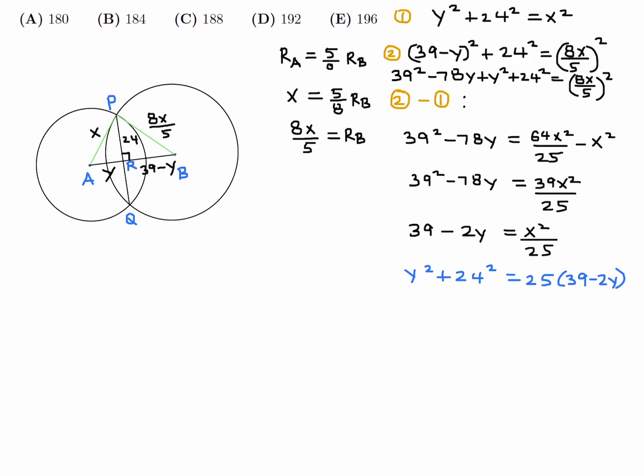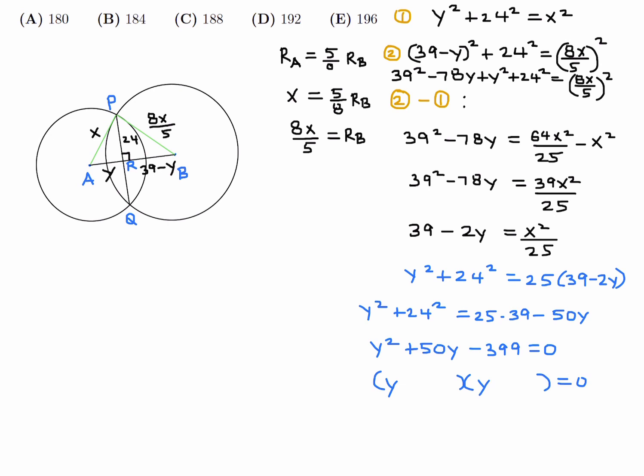When you expand this, you get y squared plus 24 squared equals 25 times 39 minus 50y. Now we can put it all on one side. Y squared plus 50y. And then when you do the math with those numbers, you get minus 399. And that's equal to 0. The good news is this factors nicely. So y is 7, because y obviously has to be a positive number.